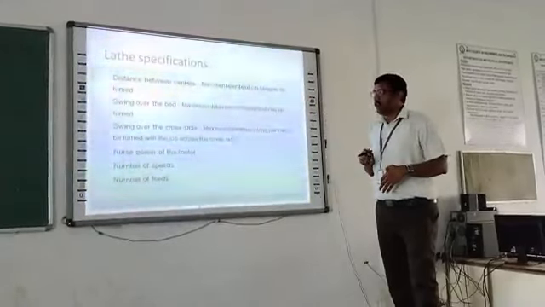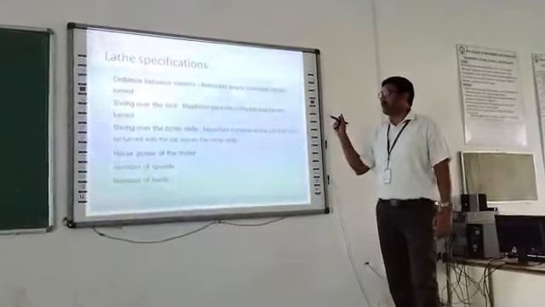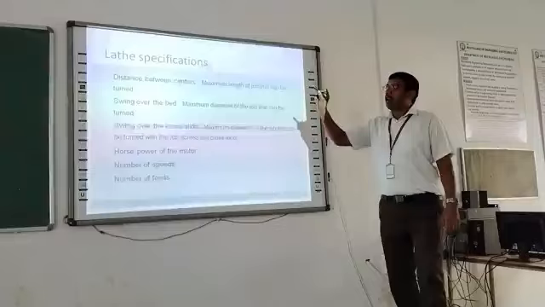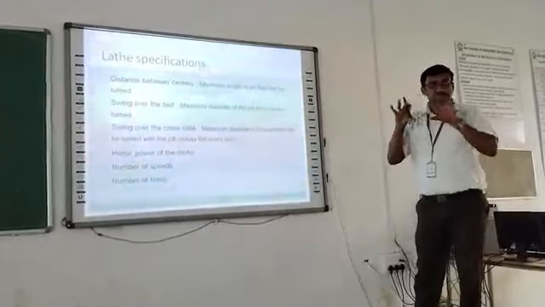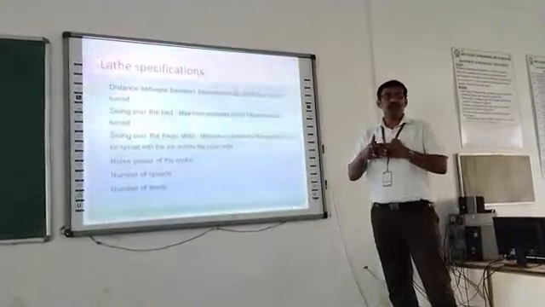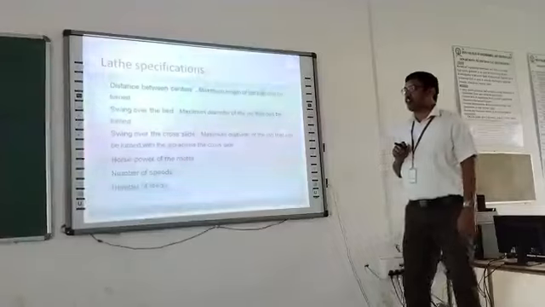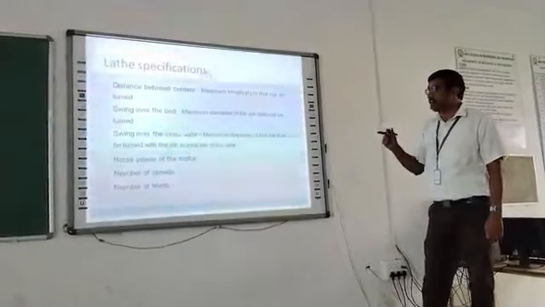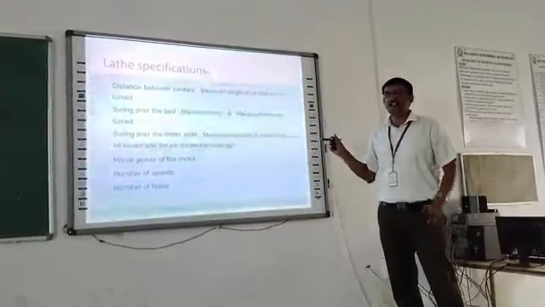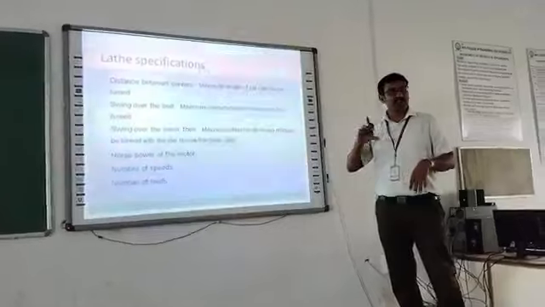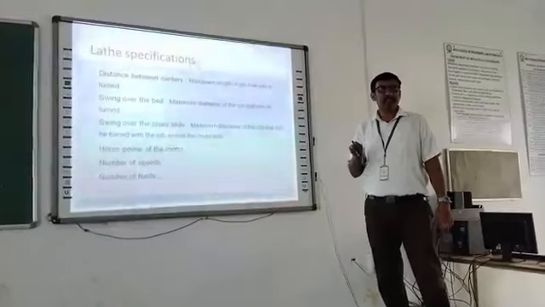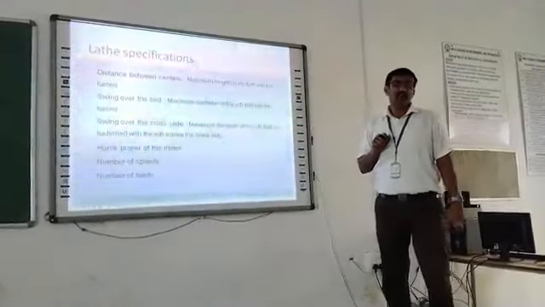Next one is swing over bed, the maximum diameter of the job that can be turned. Try to remember: the distance between centers is the length of the job, and the swing over the bed is the maximum diameter of the job. Next is swing over the cross slide, which covers the maximum diameter of the job that can be turned with the job across the cross slide. The cross slide is used to give the facing and turning operation.